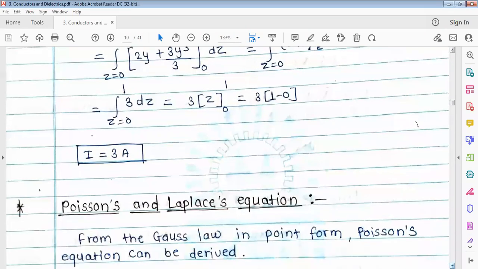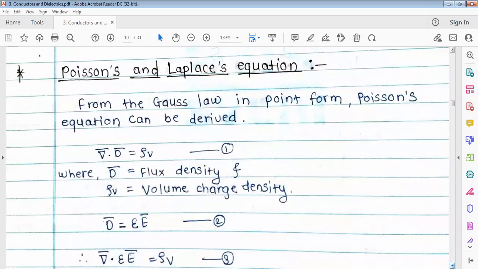Okay. So we'll see the next point, that is the Poisson's and Laplace's equation. This is also an important point from this chapter. These equations are also asked many times in examination for 4 marks, or sometimes they can ask for 6 marks. Poisson's and Laplace's equation.